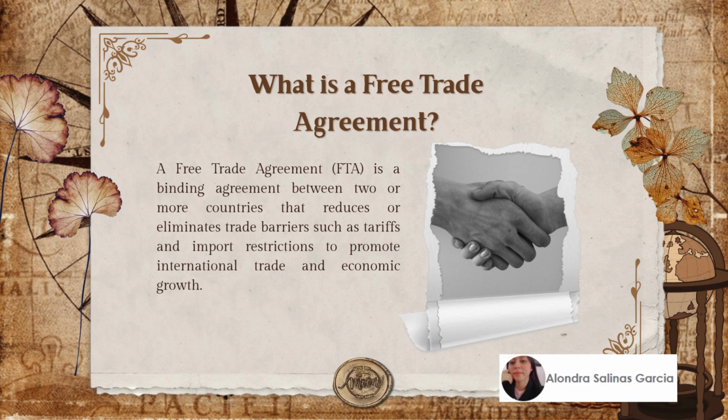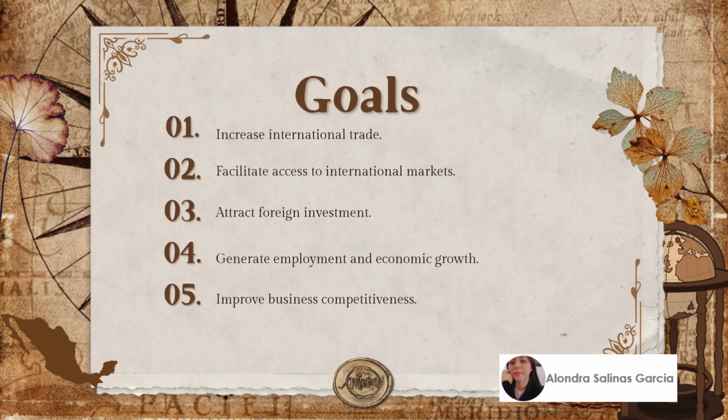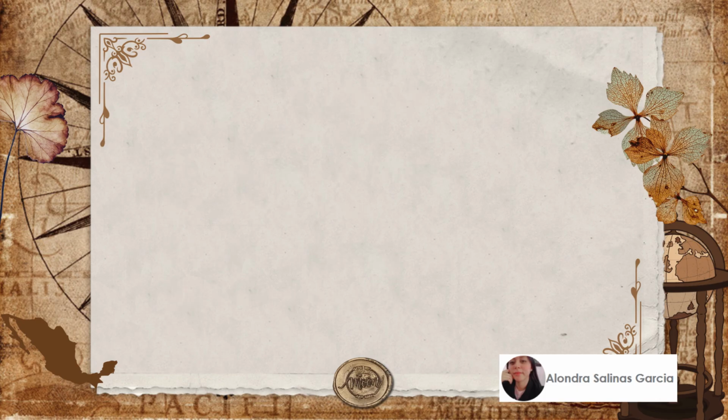A free trade agreement, FTA, is a binding agreement between two or more countries that reduces or eliminates trade barriers such as tariffs and import restrictions to promote international trade and economic growth. Goals: increase international trade, facilitate access to international markets, attract foreign investment, generate employment and economic growth, improve business competitiveness.